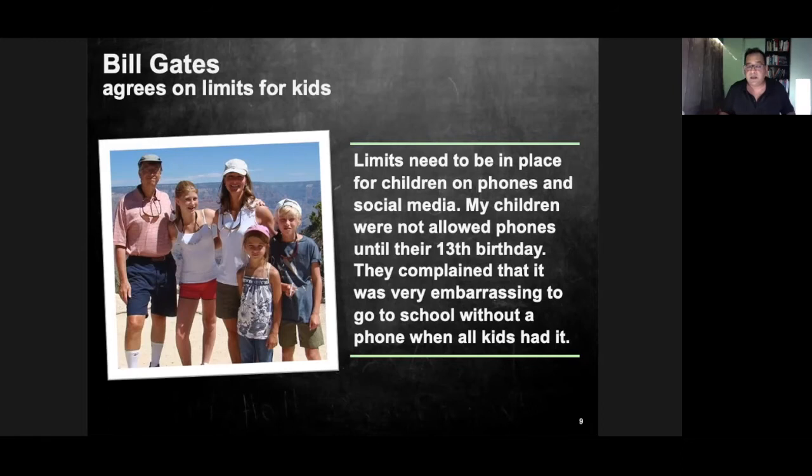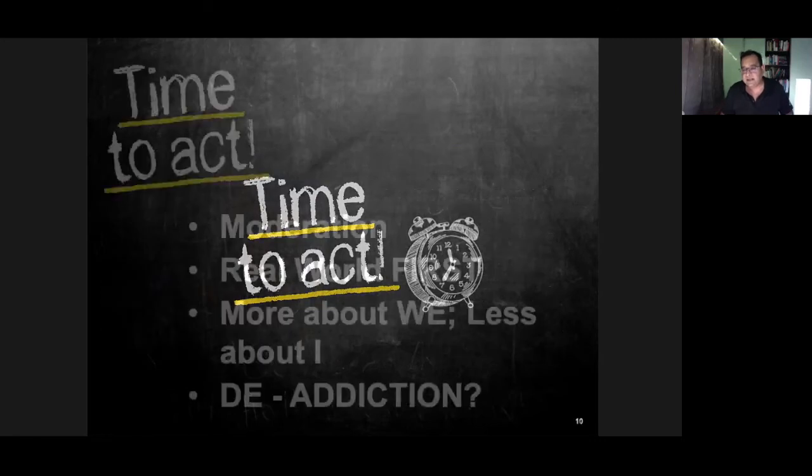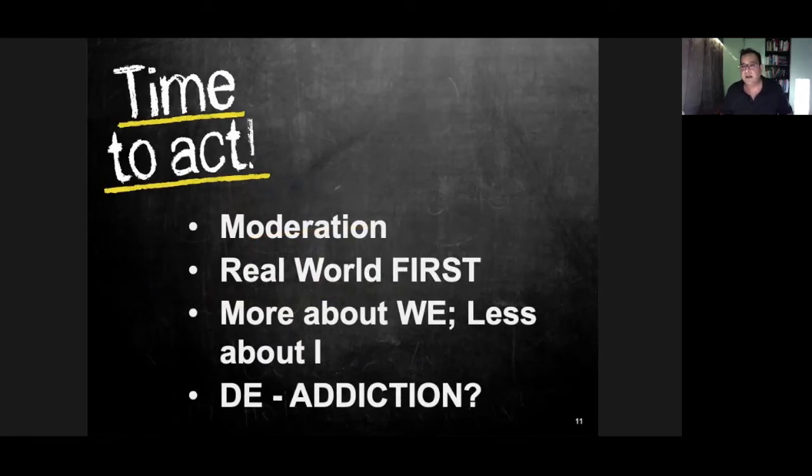The same is true for Bill Gates, who talks about his children feeling awkward about getting a phone at the age of 13 when they thought that they should be getting one much sooner. And again, Bill Gates talks about limits. And keep in mind, this is from the man who lives in the smartest home, literally. So it's time now, I think, to act. And when I say that, I mean it's time for moderation. It's time to put the real world first and not the virtual world. Indeed, it should be more about we and less about me or I. And perhaps even consider whether maybe some of us need to go in for de-addiction programs.